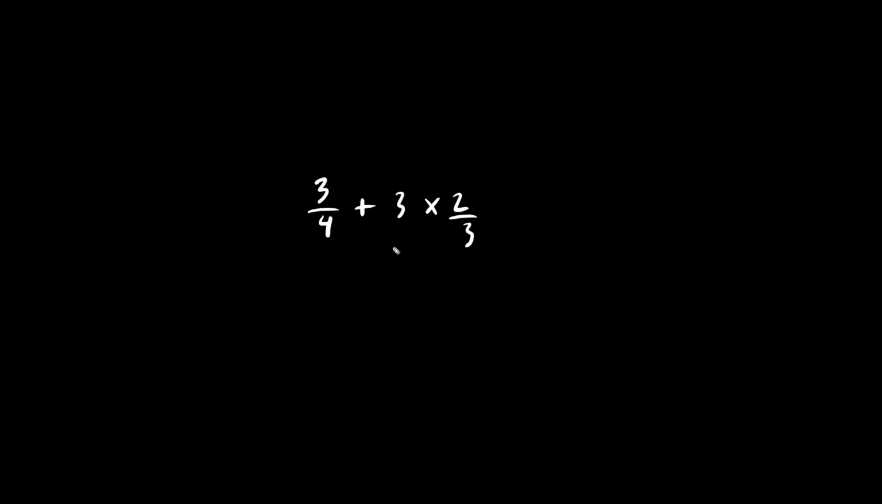Let's use BEDMAS to simplify this expression. We'll do the multiplication first before adding. We have 3/4 plus, and these 3's cancel. So we have 2, and 2 is the same thing as 2/1, or multiplying top and bottom by 4, we have 8/4. 3 plus 8 is 11, and we combine the bottoms to be 4.